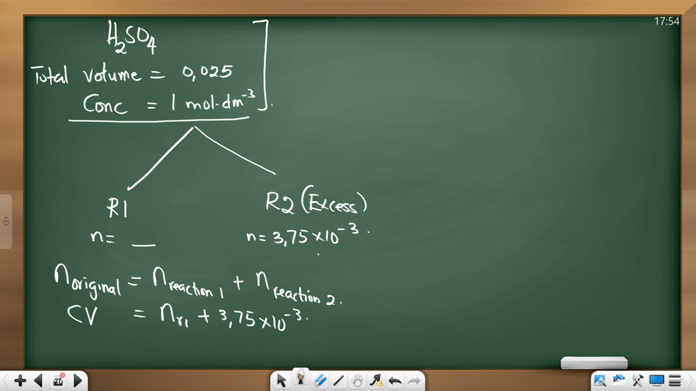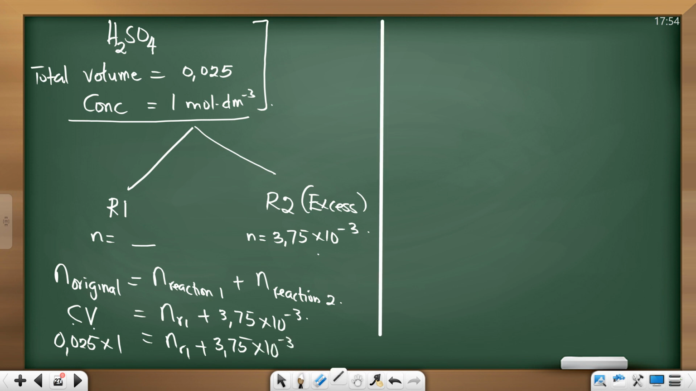3.75. What is my concentration and my volume? 0.025 times 1. We okay? Equals to number of moles of reaction 1 plus... Guys, you just need to understand the dynamics of acid and base. Do you think I can get the number of moles in reaction 1 now? Yes, I can. What is your answer? Do the math for me.